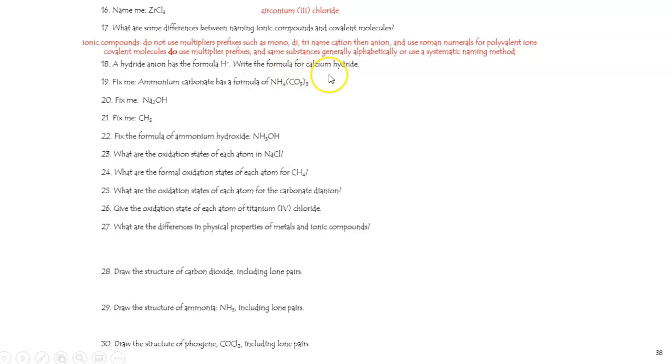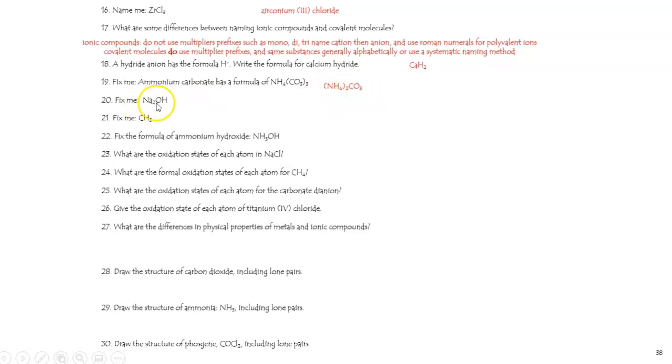Write the formula for calcium hydride. Well, it's -1, calcium is +2, so we will need CaH2. Ammonium carbonate is NH4 with 3 carbonates. There is no way, because each carbonate is -2. That's -6 accumulated on the right side and only +1 on the other. I think they got it reversed. It should be 3 ammoniums and 1 carbonate. No, 2 ammoniums and 1 carbonate. 2 +1s offsets the -2.